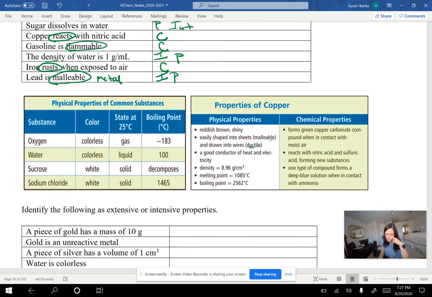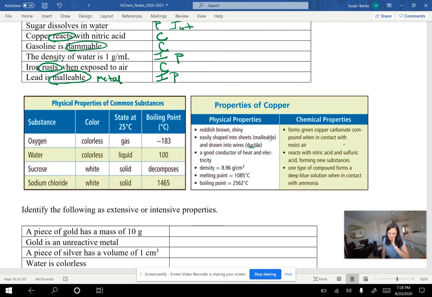Chemical properties: it forms a green copper carbonate compound when in contact with moist air. Maybe like the Statue of Liberty? It reacts with nitric acid and sulfuric acid, forming new substances. That's a really nasty, nasty gas that comes off of that reaction.